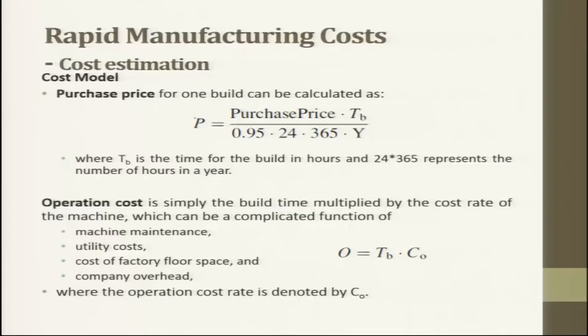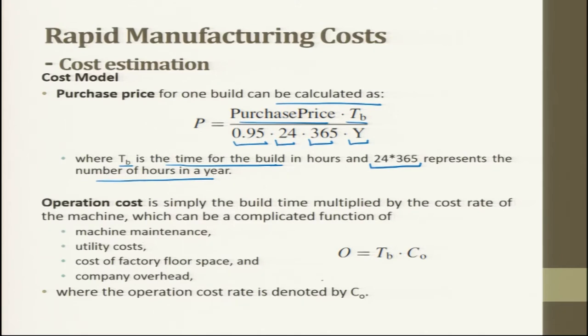So, the purchase price for one build can be calculated using this formula. I am talking about 1 unit now: the total purchase price into TB divided by 0.95 into 24 into 365 into y, where y is years. This 24 into 365 represents the number of hours in a year, and TB is the time taken to make a build. You might recall the time we took to manufacture the 3D print was around 4 hours in the laboratory demonstrations. So, this is the time for the build in hours.